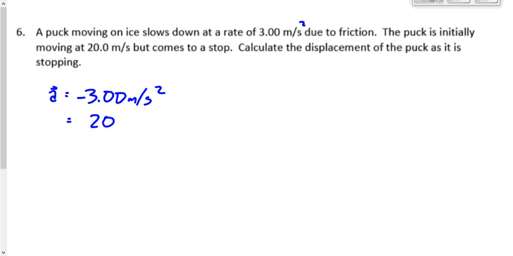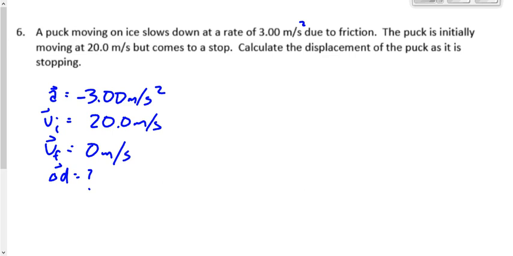What's this 20 meters per second? A velocity, right? But is that VI or is that VF? Yeah, that's good. That's VI. VF would be 0, right? Yeah, it comes to a stop. VF would be 0. We want to find the displacement here. Group B, any of those Group B equations are valid.